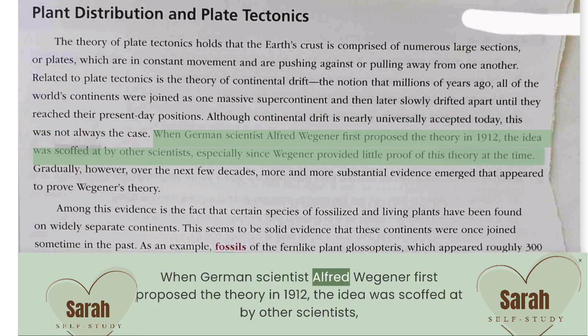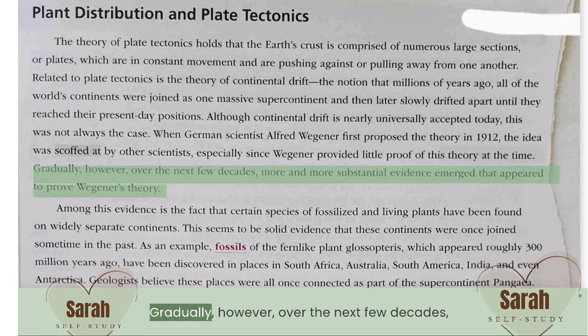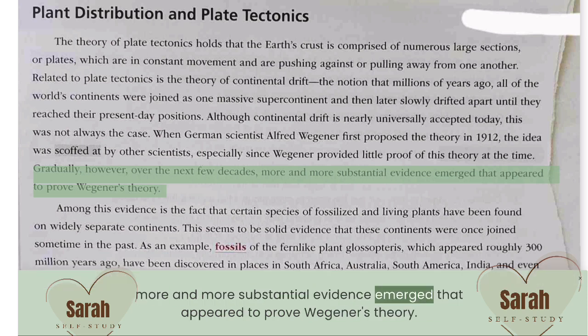When German scientist Alfred Wegener first proposed the theory in 1912, the idea was scoffed at by other scientists, especially since Wegener provided little proof of this theory at the time. Gradually, however, over the next few decades, more and more substantial evidence emerged that appeared to prove Wegener's theory.